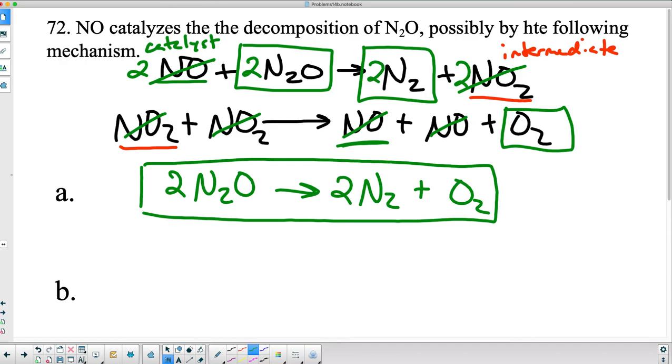So if experiments show, this is letter C, by the way, for number 72. If experiments show that during the decomposition of N2O, NO2 does not accumulate in any measurable quantities, does this rule out the proposed mechanism? Let's take a look. If you think not, suggest what might be going on. Let me read that one more time. If experiments show that during the decomposition of N2O, NO2, okay, is on the right-hand side, that's the intermediate, does not accumulate in any measurable quantity, does this rule out the proposed mechanism? No. No, it doesn't. And here's why.